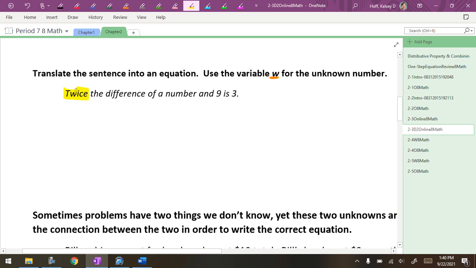What does twice mean? Multiply by specifically 2, right? So we're going to have to take something times 2. What does the word difference mean? Subtraction. Now, again, we're looking for that word and, which tells us where to put that subtraction. Twice the difference of a number and 9 is 3. What should I write down for what we have so far?